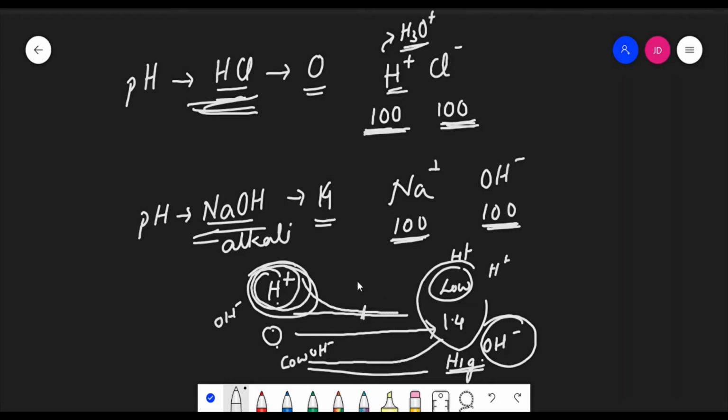Here at 7, that is neutral, the amount of H plus is exactly equal to OH minus, so they cancel each other out. As a result, it's neither acidic, that means H plus is not more, nor basic, OH minus is not more. So I hope this part is clear to all of you.